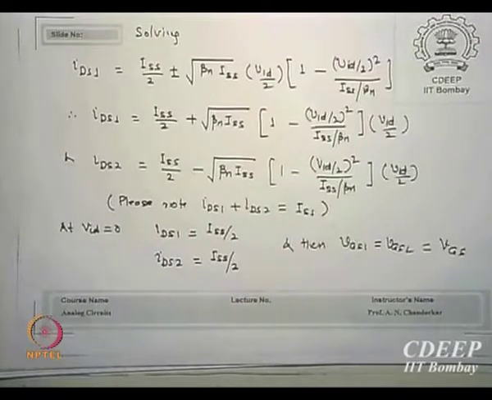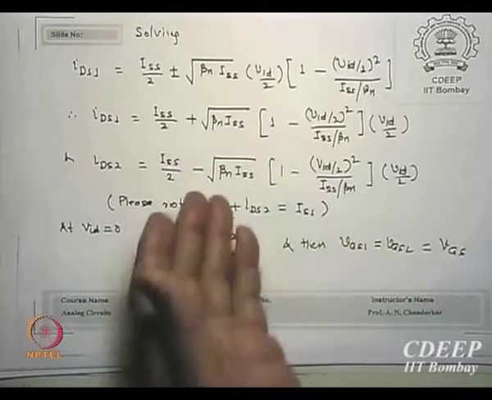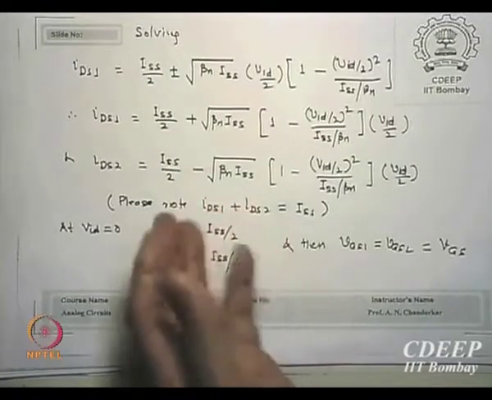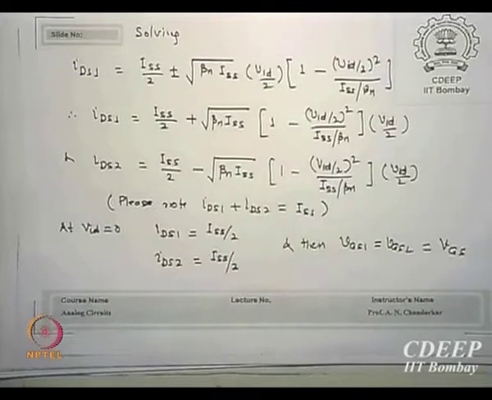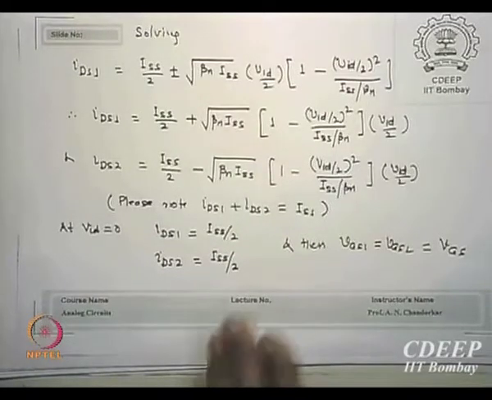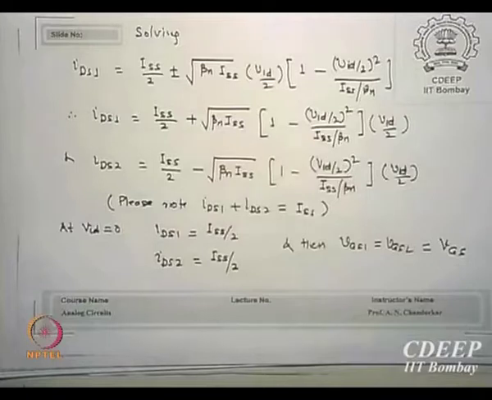That's what we started with, and this is provable: half the current moves in the one arm, and the other half goes into the other arm if the same inputs are given, which is obvious. If VGS1 is equal to VGS2, both will draw equal currents, the net current is ISS, so half of the current flows in each. So this equation is essentially telling us what happens at VID equal to 0, but if VID is much larger, now why have these conditions been brought up?